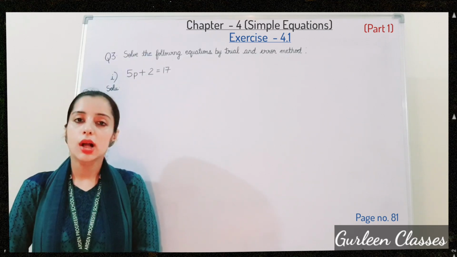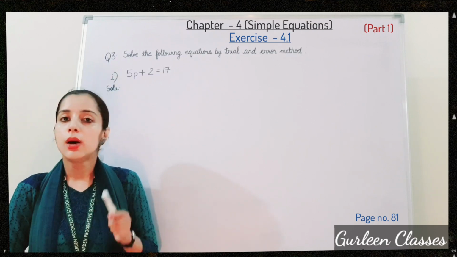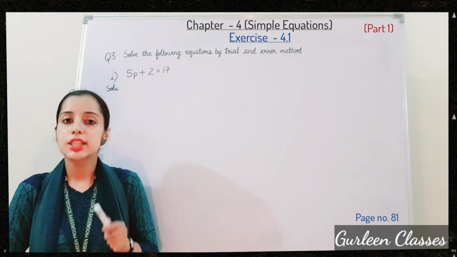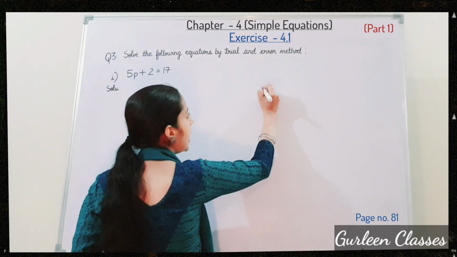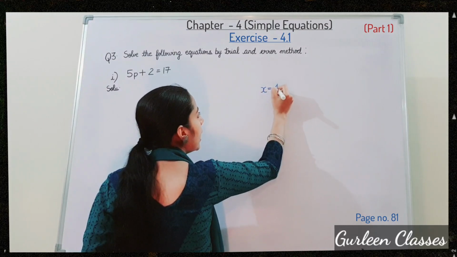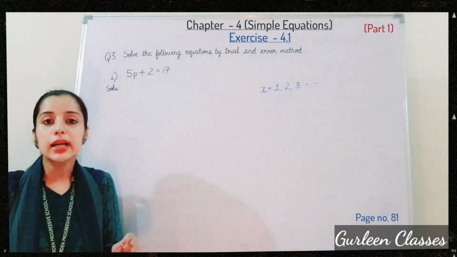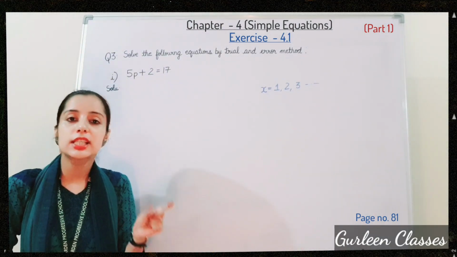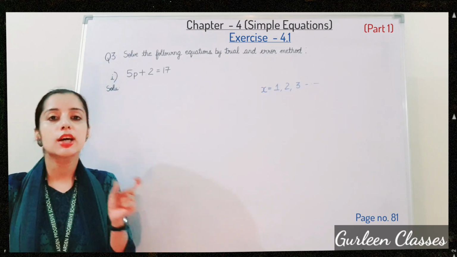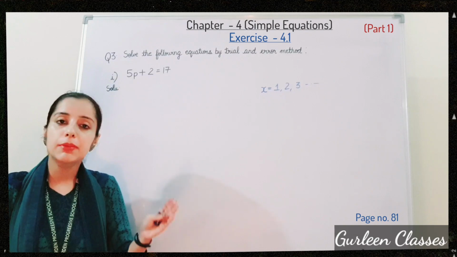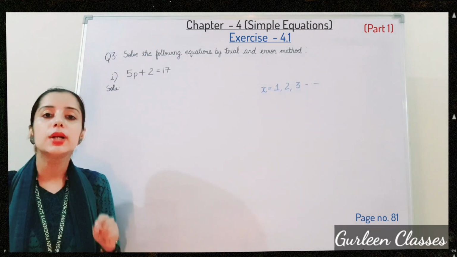Question number 3. Solve the following equations by trial and error method. So what is trial and error method? Whatever equation is given to you, just see what is the variable. Suppose the variable is x. So put the value in x like 1, 2, 3 and so on. Till the time you will not get the LHS and RHS equal. If in any equation LHS and RHS are not equal, you keep putting values until they become equal. First part, 5p plus 2 is equal to 17.